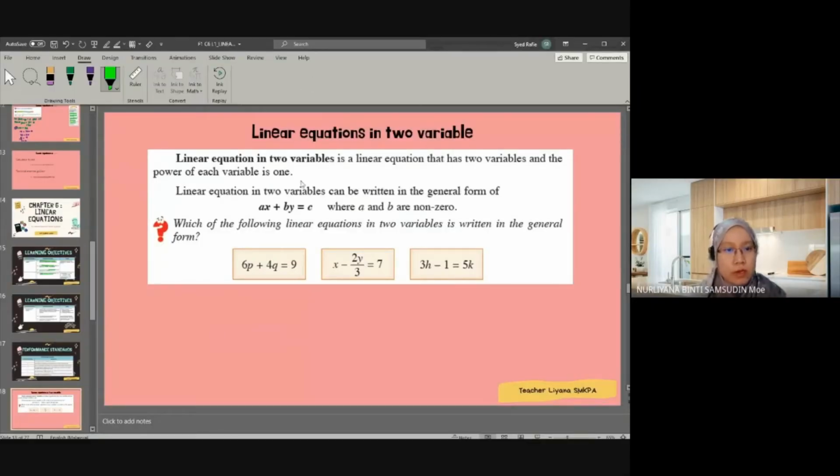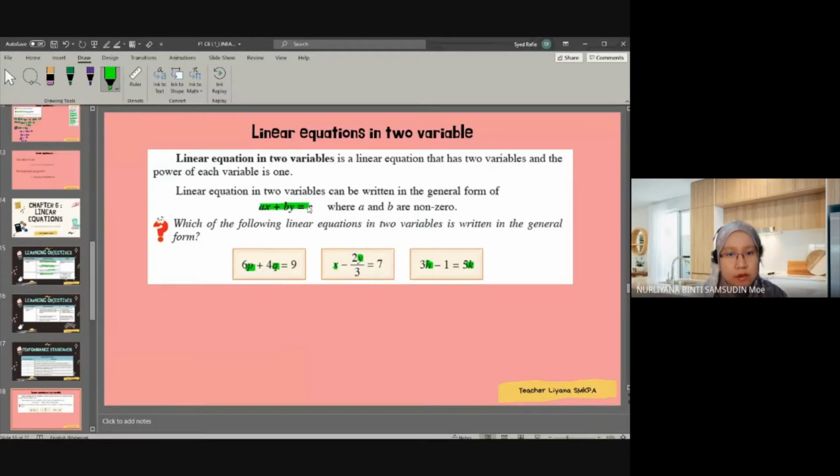So look at the first part. Linear equations in two variables. Two variables meaning we need to have two, two variables like this. These are all linear equations in two variables. And then the power of the variable is 1. That's why it's called linear.